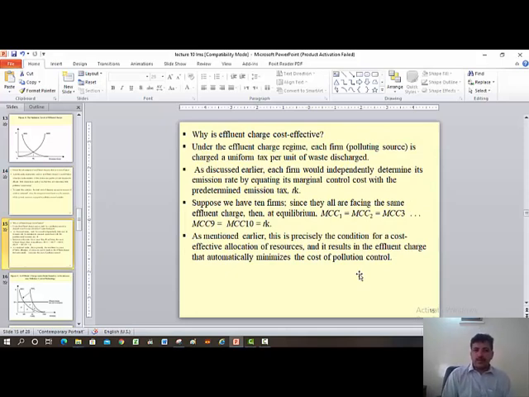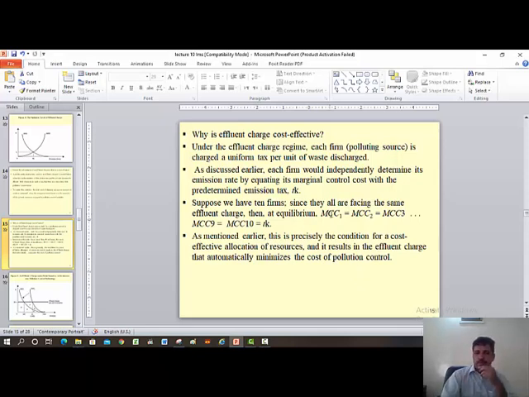Now, a question arises: why or how is the effluent charge cost effective? Under the effluent charge, each firm is charged a uniform tax per unit of waste discharge. As discussed earlier, each firm would independently determine its emission rate by equating its marginal cost with the predetermined emission tax TK. Suppose we have 10 firms and they are facing the same effluent charge. Each firm faces a uniform tax, that is TK. So each firm would like to equate its MCC to the effluent charge.